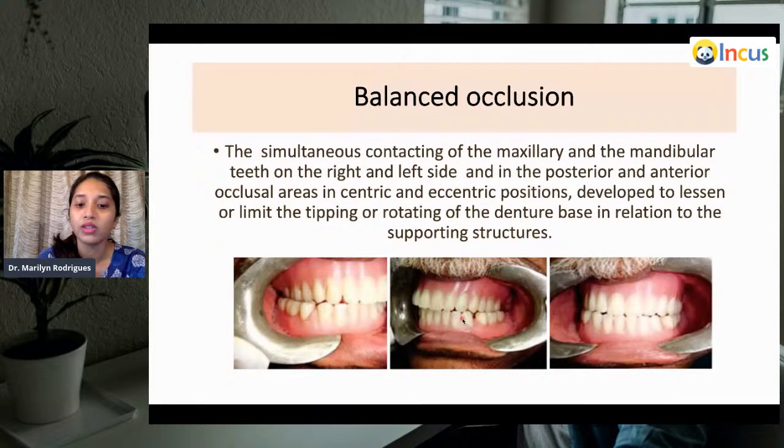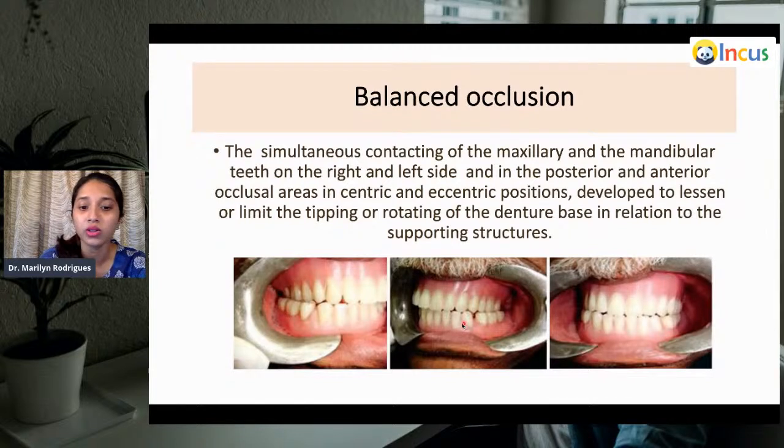Basically, the upper and lower denture have to contact whenever the denture is moving to the left or to the right, or even in protrusive. There has to be occlusal contacts on either side, on the working side, on the right and the left, all the sides. So why do they want contact on all the sides, right and left, anterior and posterior? Because they want to stabilize the denture.